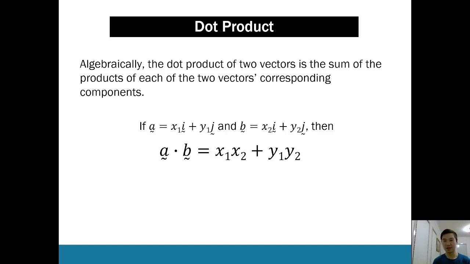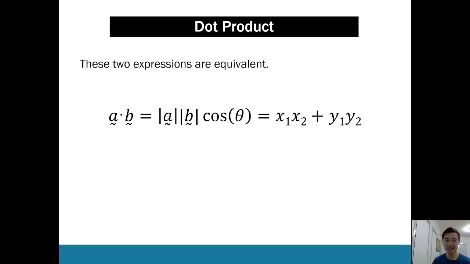Algebraically, though, if you have the two vectors in component form, you can get the dot product by summing the products of each of the two vectors' corresponding components. So if you have x1 i and y1 j, and then you have x2 i and y2 j, the dot product will just be x1 x2 plus y1 y2. And you will get a scalar, just a simple number, when you do the dot product. These expressions are equivalent, so both these formulas will give you the exact same dot product.